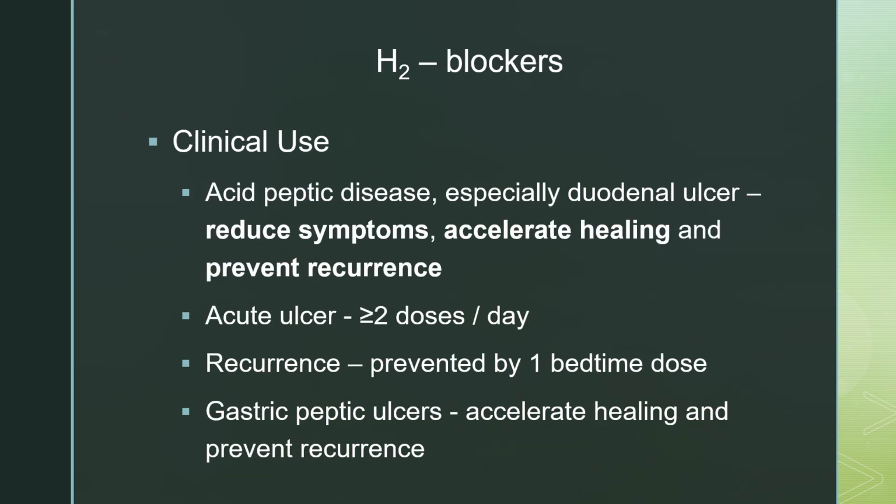So we use your H2 blockers in the management of your acid peptic disease, especially those of the duodenal ulcer type. It will reduce the symptoms and accelerate healing and prevent recurrence. For acute ulcers, you might give more than 2 doses per day. For recurrence, it can be prevented by an additional 1 bedtime dose. For gastric peptic ulcers, the use of H2 blockers can accelerate healing and prevent recurrence.